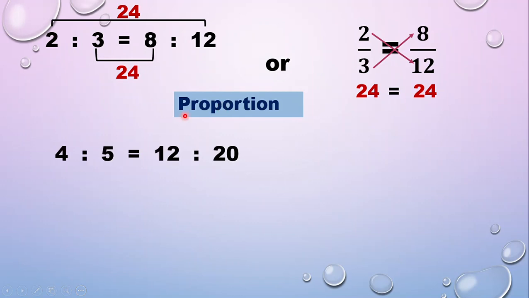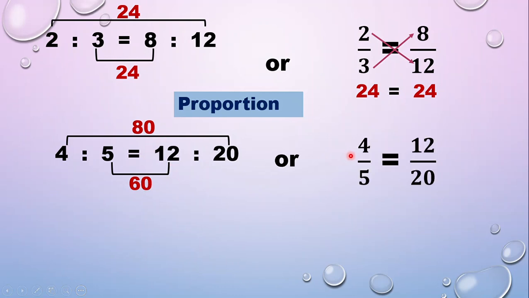Okay, 4:5 is equal to 12:20. So let us find the product of the means. 5 times 12, we have 60. 4 times 20, we have 80. So as we can see, 60 is not equal to 80.